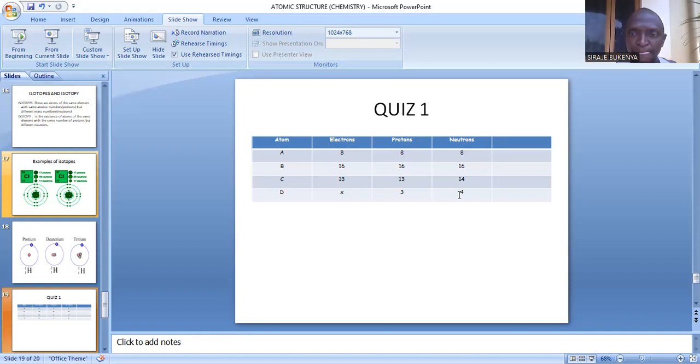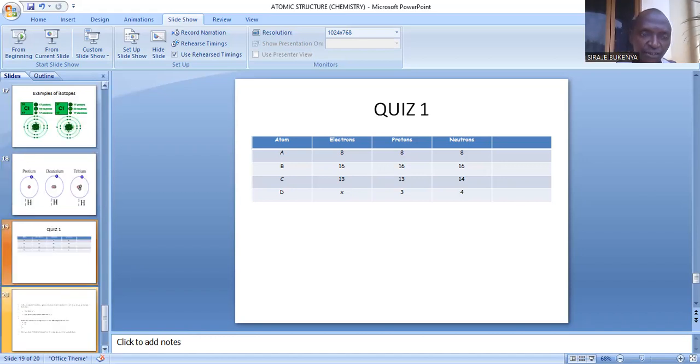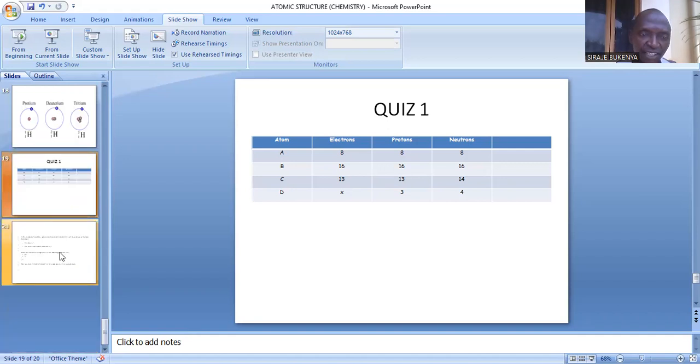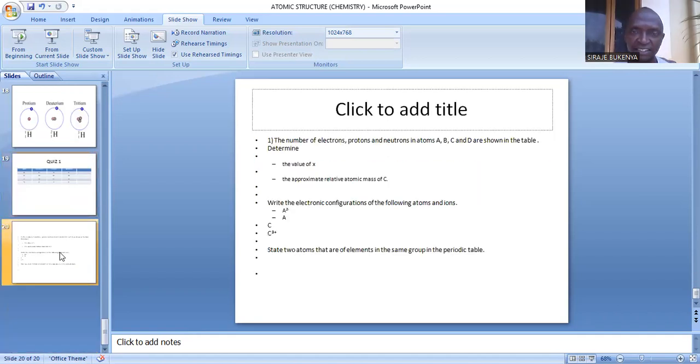In those questions, you can also use them to get the ideas of valence, as we shall see in the periodic table. In our next discussion, we can use the small quiz to try and really get the value of x, and then the approximate relative atomic mass. We shall look at those ideas in the next discussion. So thank you very much. We can meet for another lesson and shall build on that to look at the periodic table.